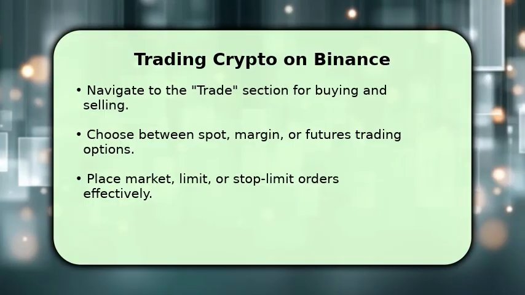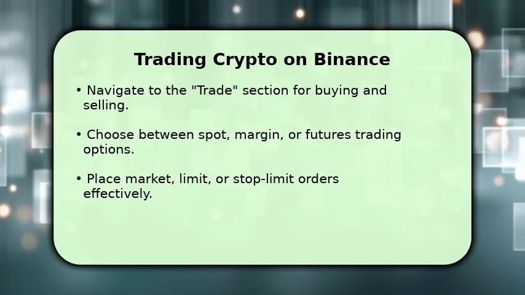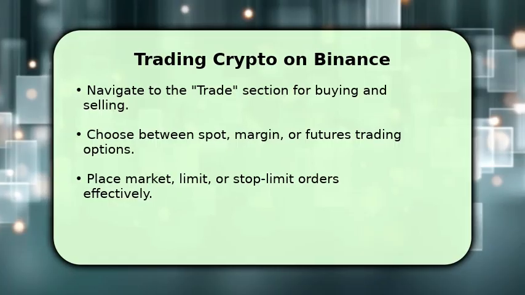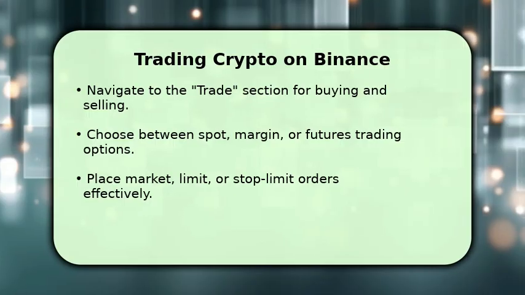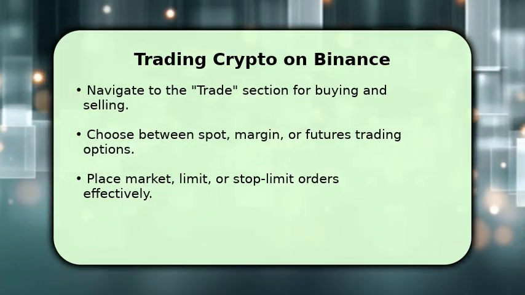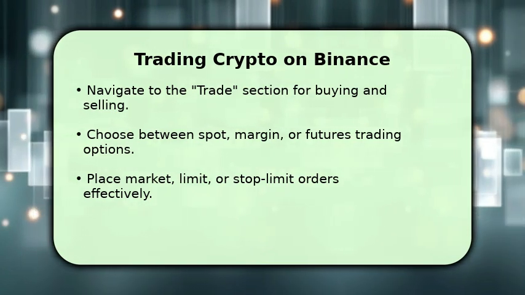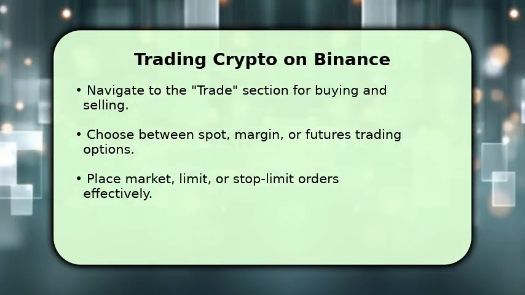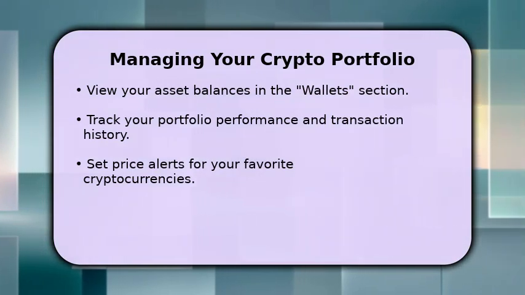With funds in your account, you're ready to trade. Head to the trade section to buy and sell various cryptocurrencies. Binance offers different trading options like spot, margin, and futures, catering to diverse strategies. You can place market orders for instant execution, limit orders to set your desired price, or stop-limit orders for risk management. It's quite intuitive.